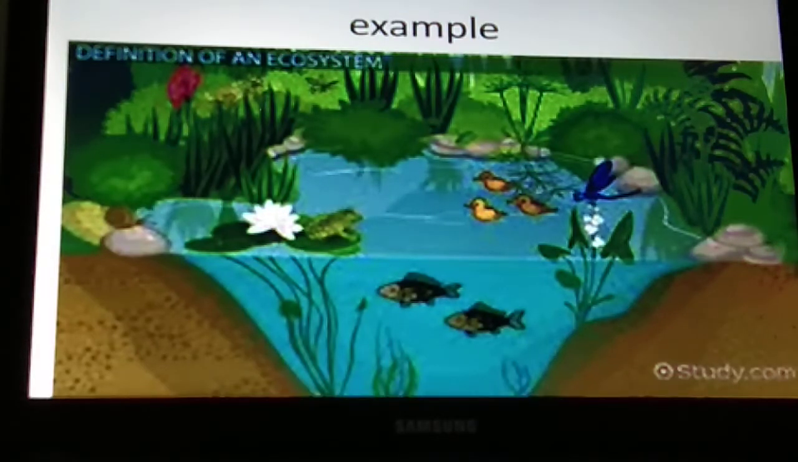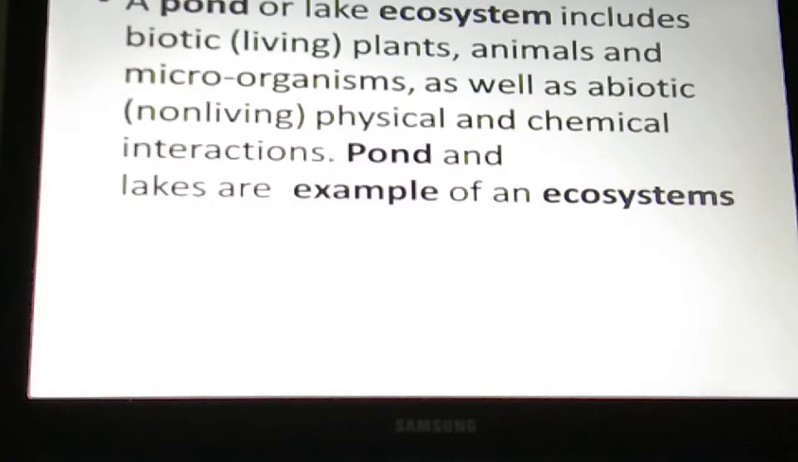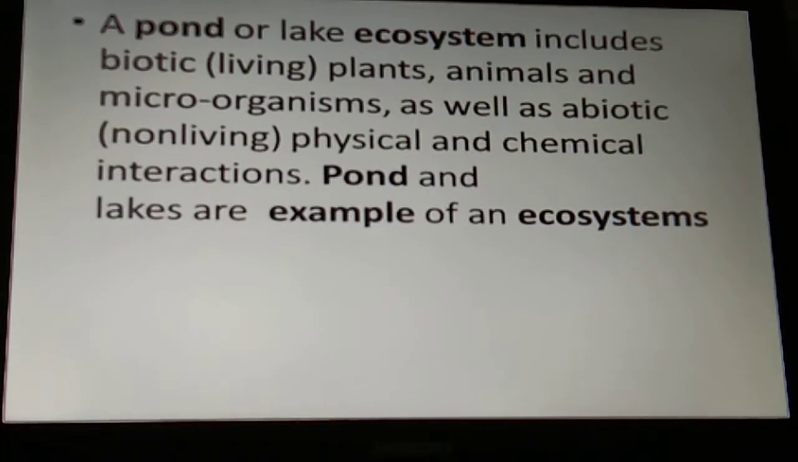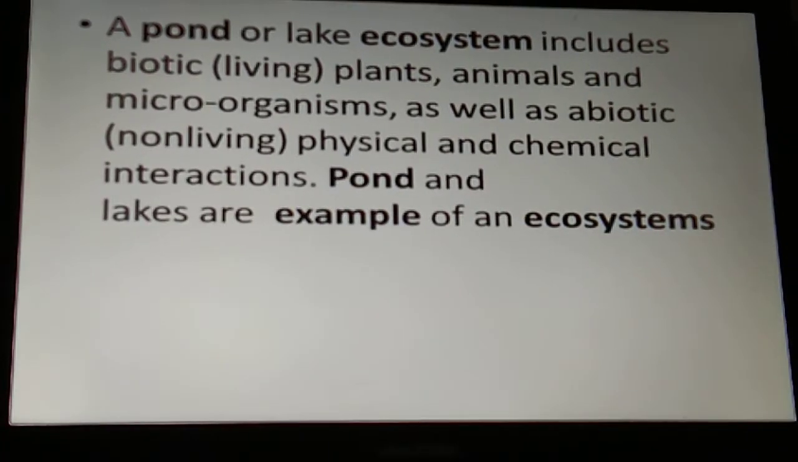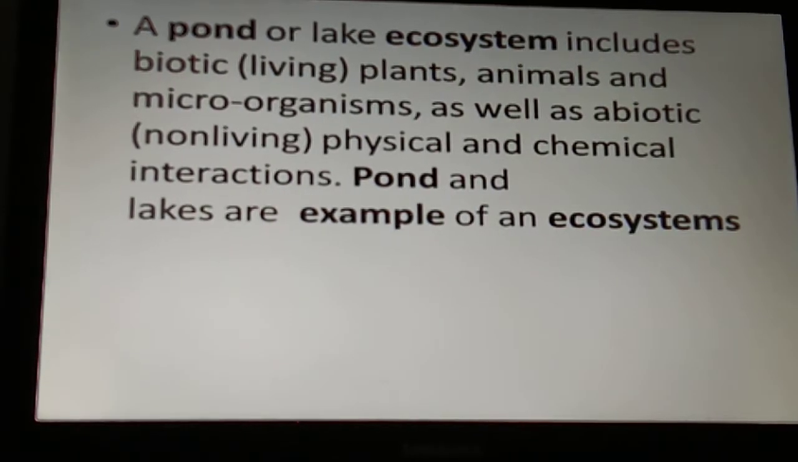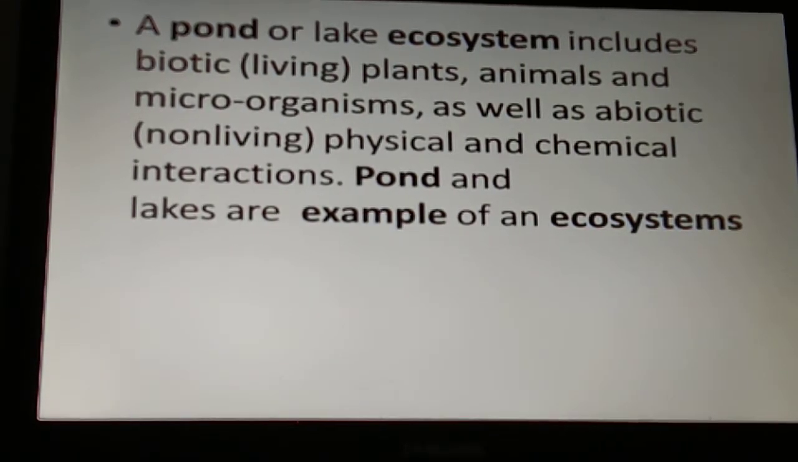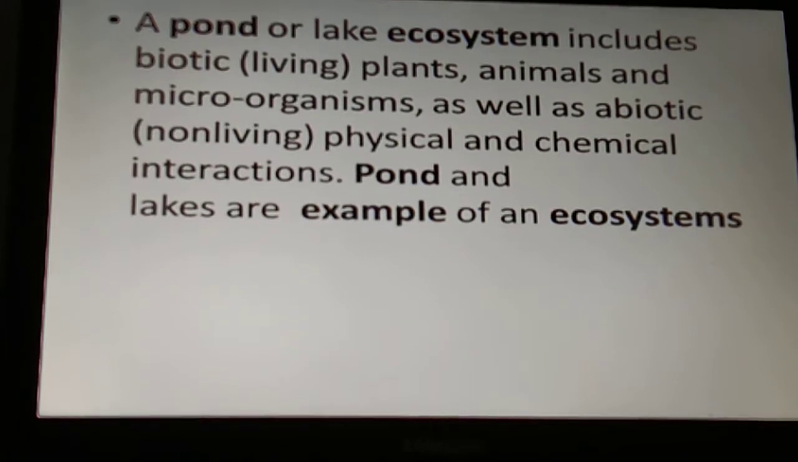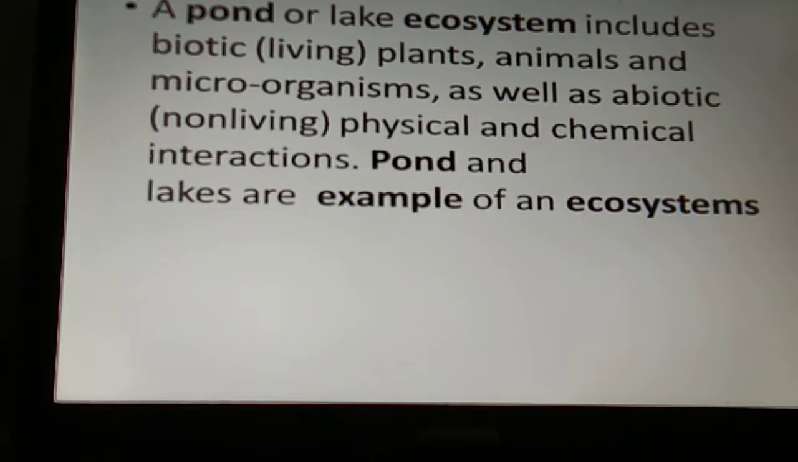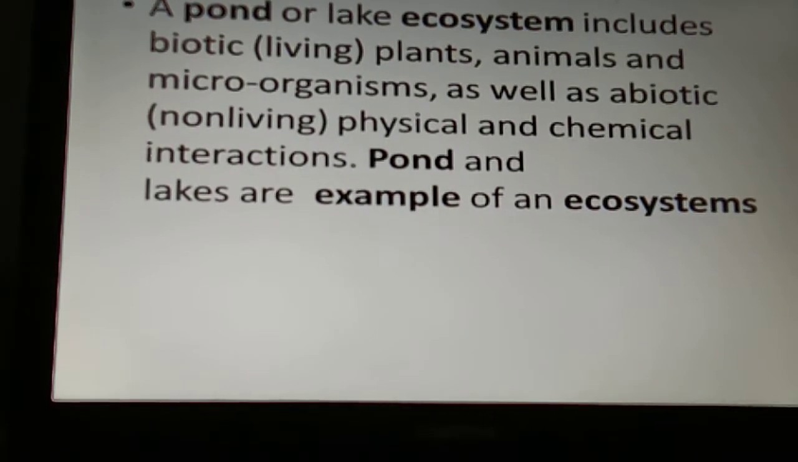Here is an example of an ecosystem. There are two types of components available: one is biotic, the second is abiotic, meaning living and non-living components. This example shows a pond or lake ecosystem which includes both living components like plants and animals, and non-living components like stone, etc.